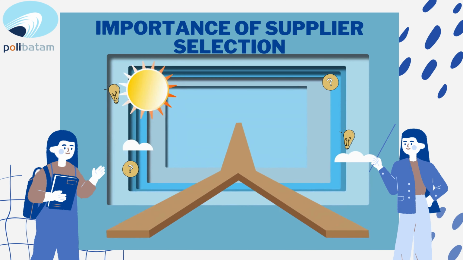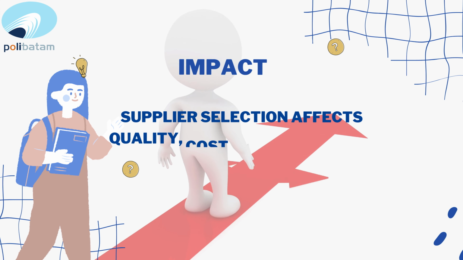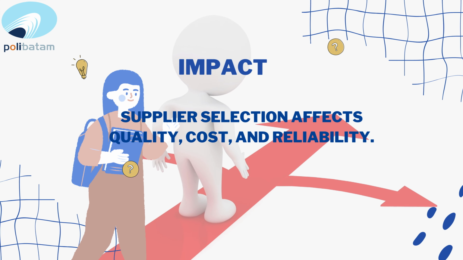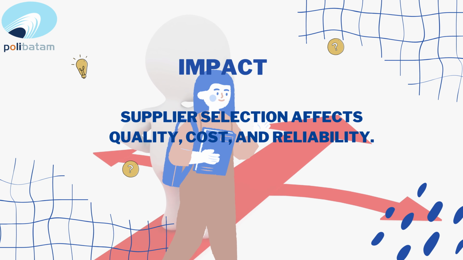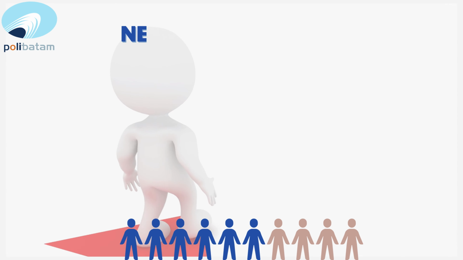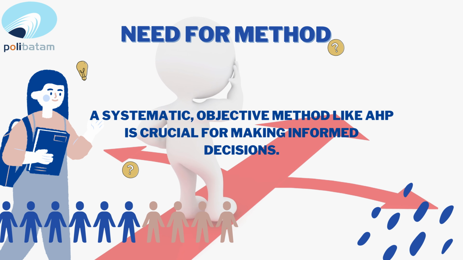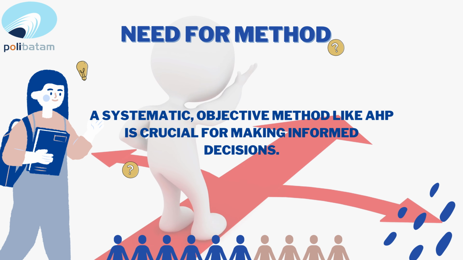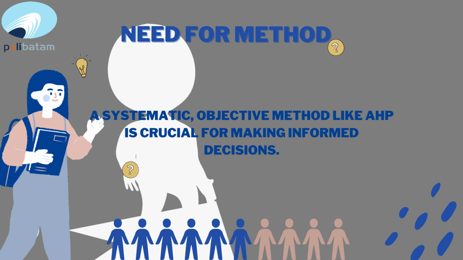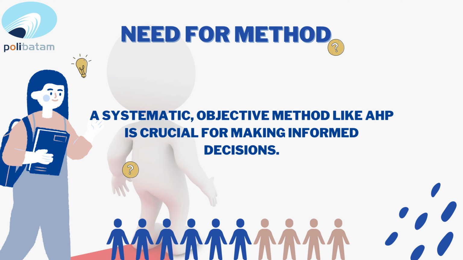The importance of supplier selection. Supplier selection significantly impacts the quality, cost, and reliability of your operation. Therefore, a systematic and objective method like AHP is crucial for making informed and effective supplier selection decisions. It helps in mitigating risks and maximizing benefits.